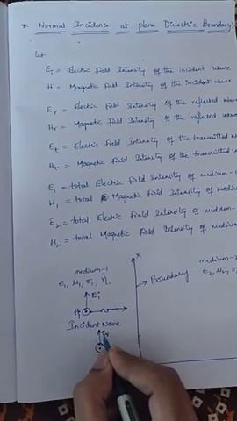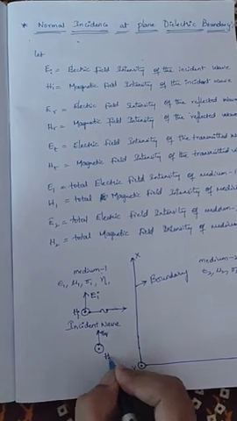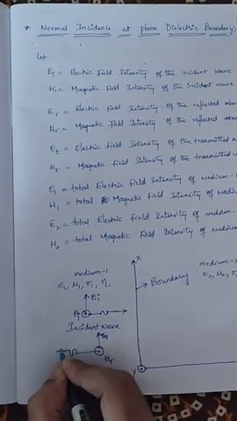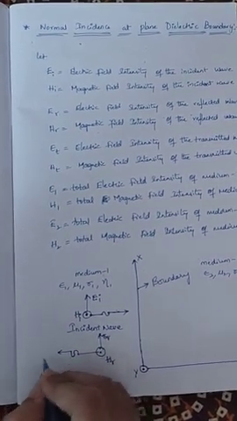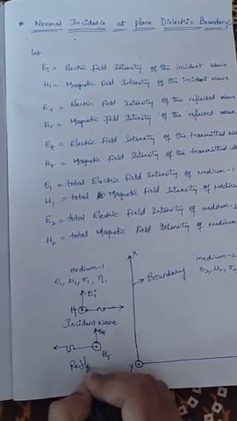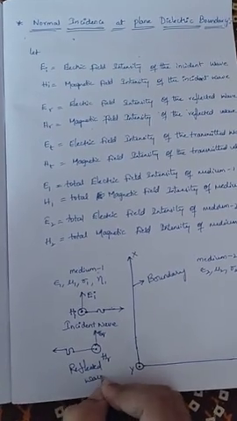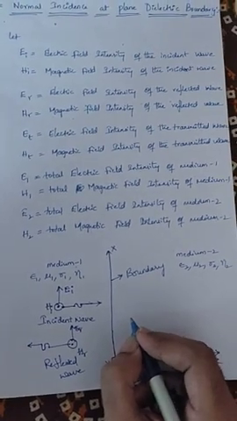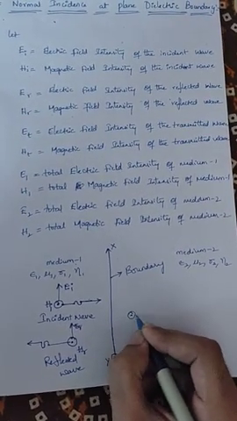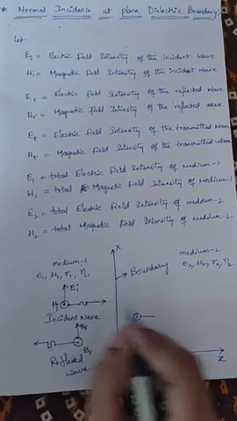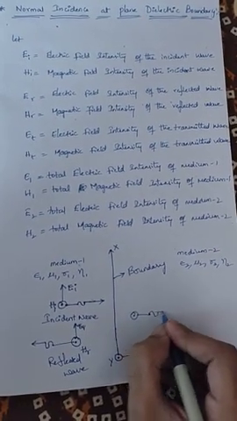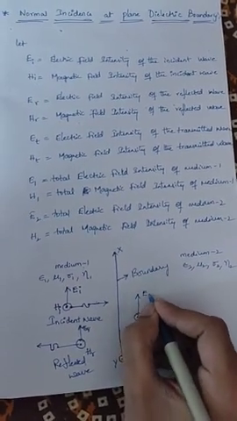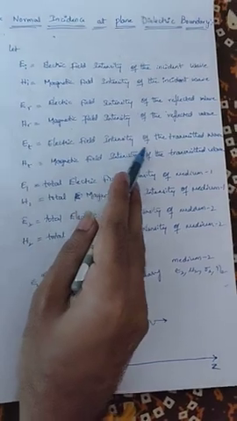And this is ER and this is HR. So this is the reflected wave. Now what is the transmitted wave? We can write the transmitted wave as in the same direction as that of the incident wave. This can be represented with ET. ET is the electric field intensity of the transmitted wave.